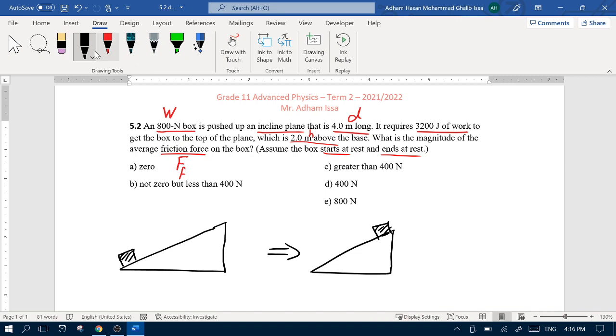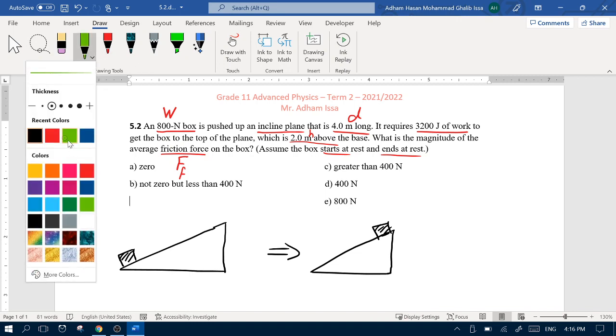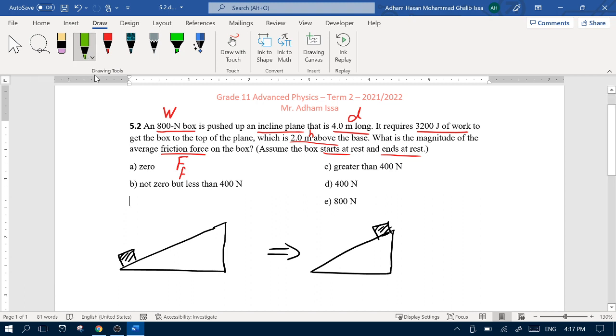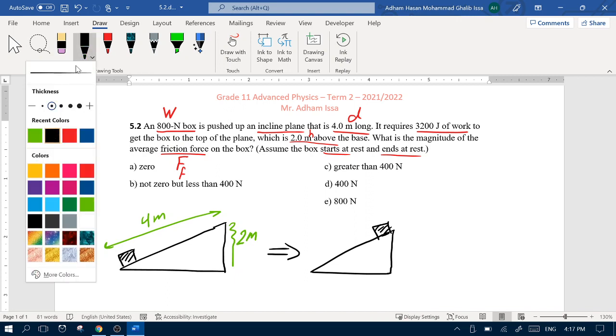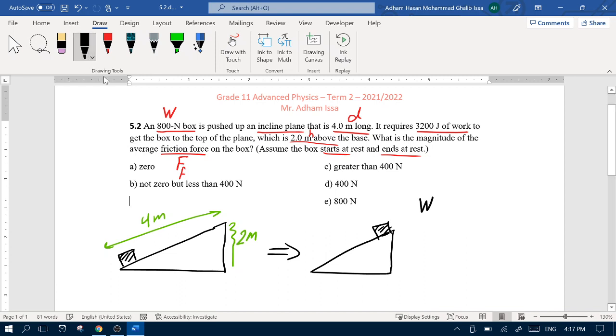Okay, now how can we write these numbers on the sketch that we did? Now we know that the plane is 4 meter long, so the distance from here to here is 4 meters, and the height of this inclined plane is 2 meters above the base. So this is 2 meters in height. Okay, and we know that the weight of the box is 800 Newton. Now it's really good to write that this weight, as we know, is written as W, which is the same as the gravitational force, if you remember, which is the mass of the box multiplied by the gravitational field. Now it's given to us in the question to be 800 Newton.